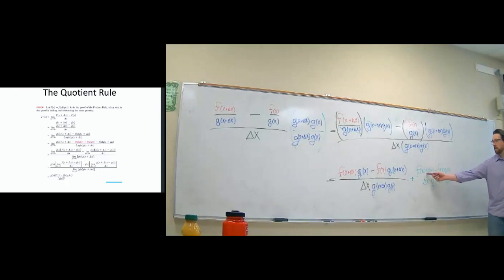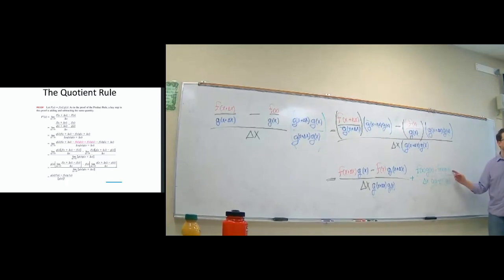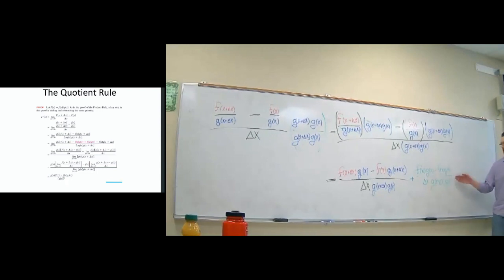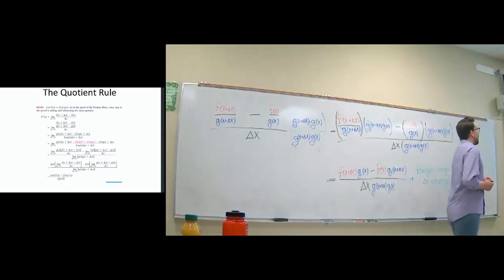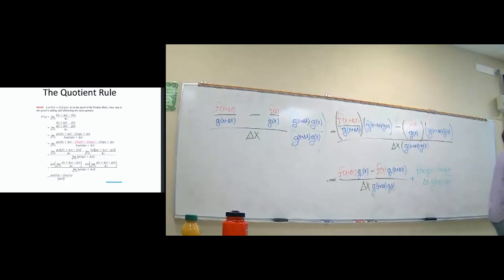Because f of x times g of x minus f of x times g of x in the numerator is 0. 0 divided by anything is still 0. So this green term here is just 0. And that's where this comes in. Then they say, all right, we can break this up. We're going to bring up delta x and break up our fractions. Then we're going to have this g of x times g of x plus delta x pulled off to the side as another factor.